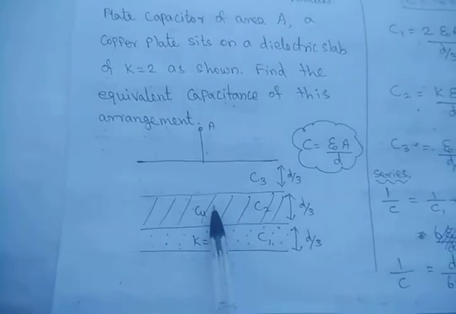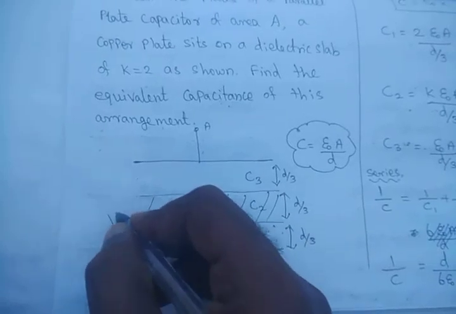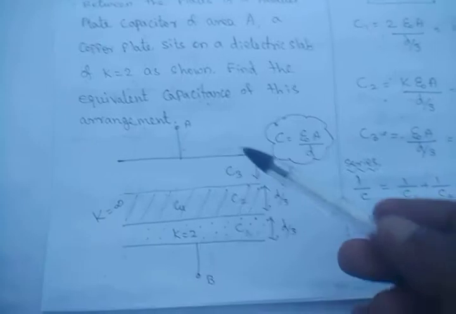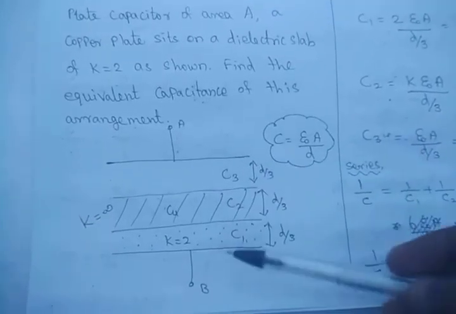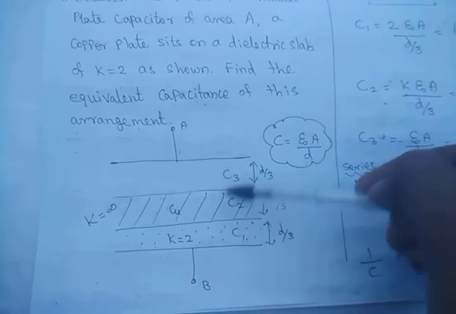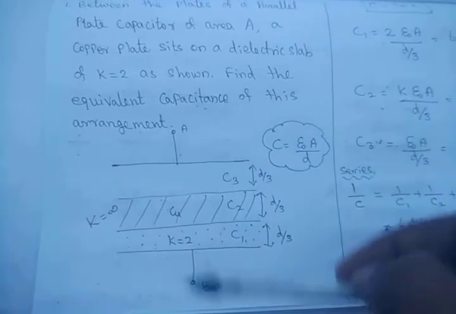The copper plate means it is a metal conductor. The dielectric constant K value for the metal will be infinity. So this is free space. So let us consider the three capacitors of thickness D. We have three dielectrics, that is, three different materials connected.